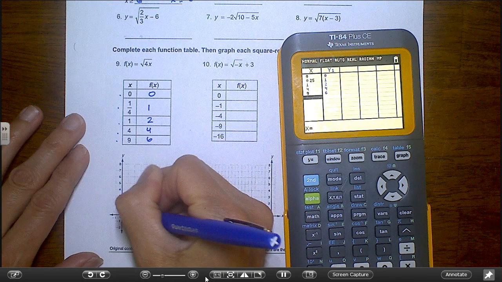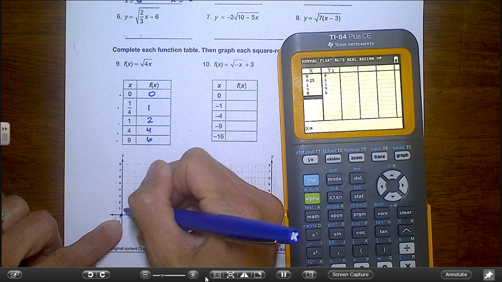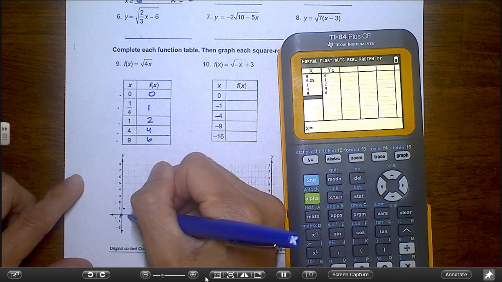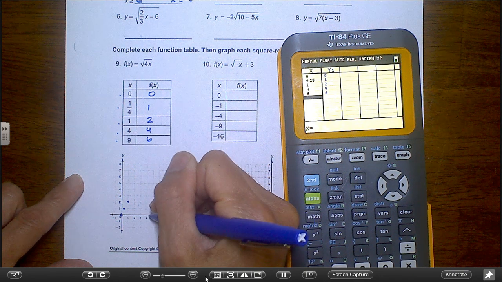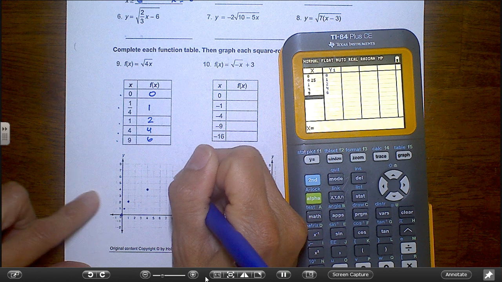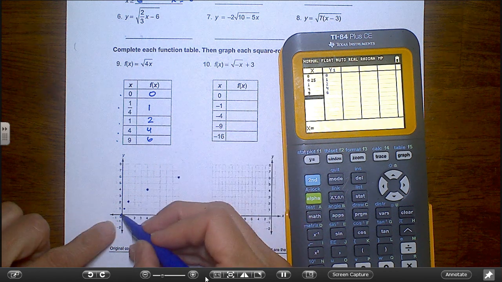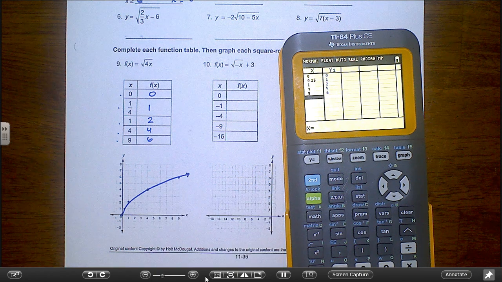So 0, 0. 1/4 and 1 is kind of difficult to graph. You can try if you want. 1 is at 2. 4 is at 4. And then 9 is at 6. And again, you can see this grows pretty quick here and then kind of seems like it's going to level off at some point. All right, so there you go.